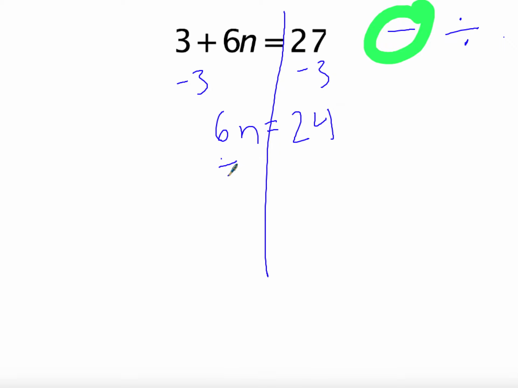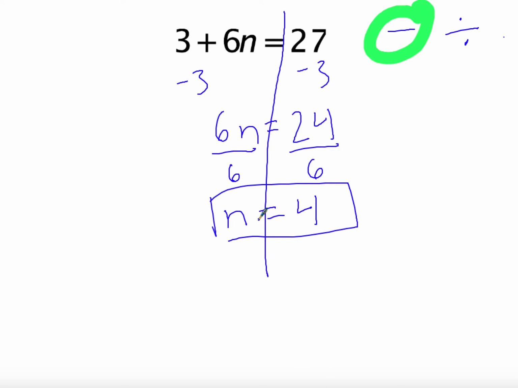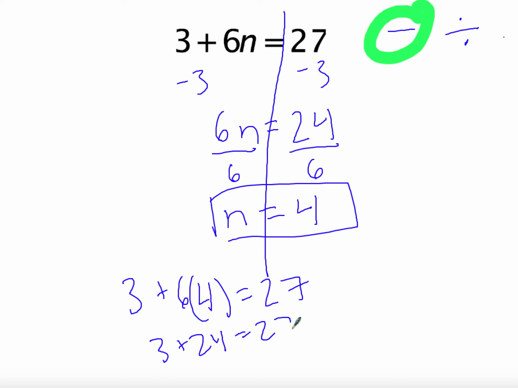You can do that division. I'm not doing that. I'm doing my very sophisticated fraction bar version. 6n, or 6 times n divided by 6, leaves me with n. 24 divided by 6 equals 4. That is my solution, meaning the value of my variable that makes the equation true. If I plugged in 4 for n, order of operations, I would multiply first. And yes, indeed, 27 equals 27.